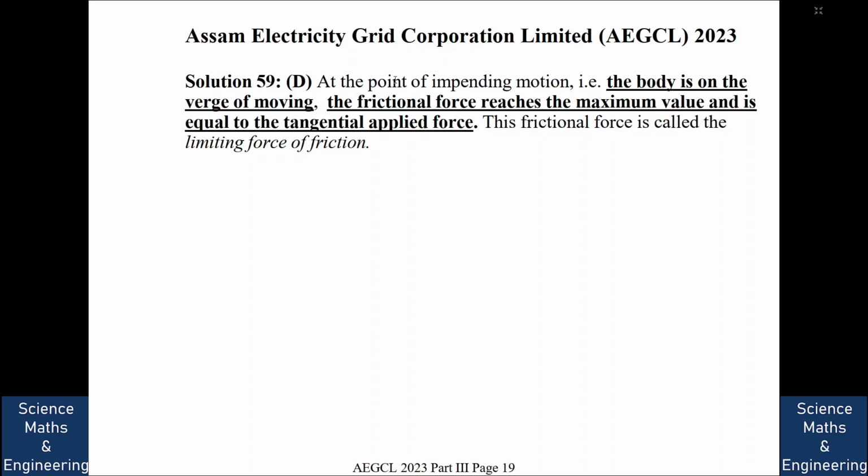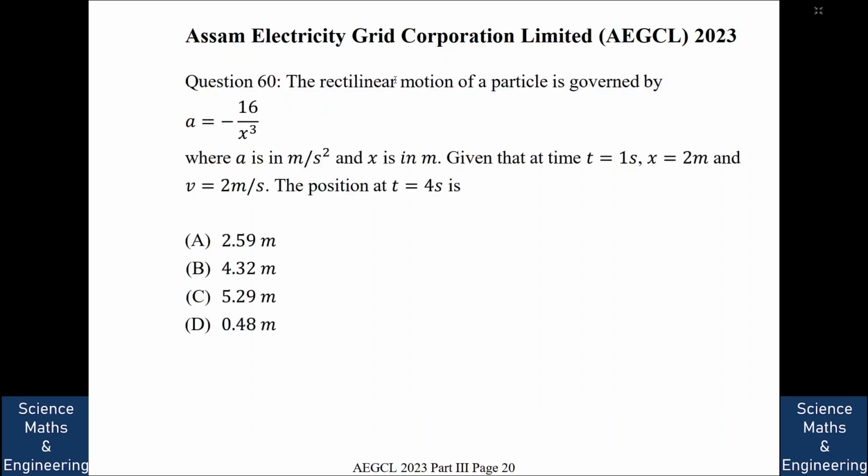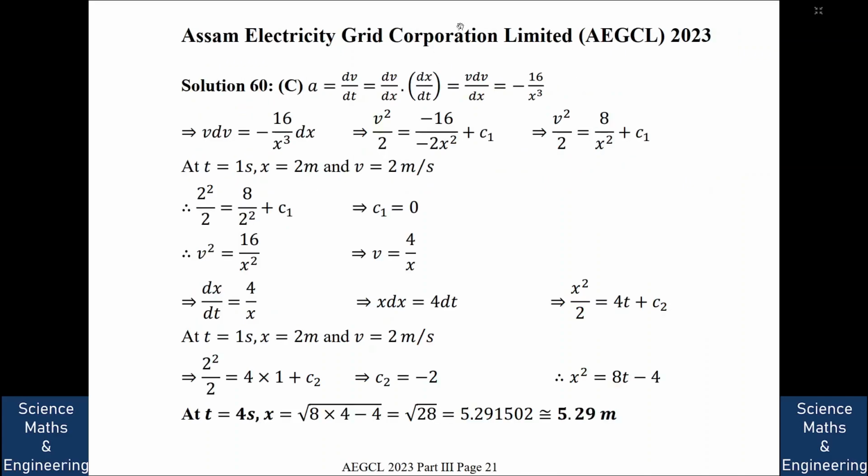In fact, the force required for the acceleration. So next question. The rectilinear motion of a particle is governed by a = -16/x³, where a is in meter per second square and x is in meter. Given that at time t = 1 second, x = 2 meter and v = 2 meter per second, the position at t = 4 second is?